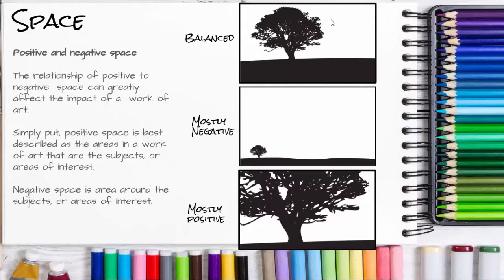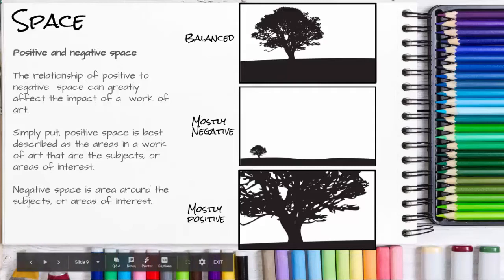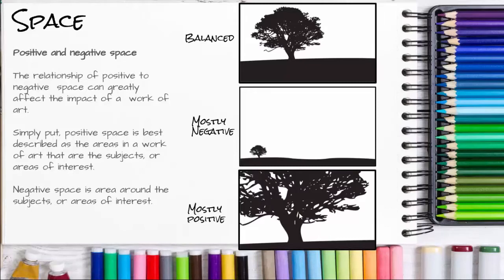So over here you can see my pictures. This is an example of balanced. You have equal positive space, which is the black, and negative space, which is the white. The second picture is mostly negative space. You have a big wide background here with not much in it, and a small area of positive space. And then down here you have mostly positive space. It's really zoomed in on the subject. There's not that much negative space or background.